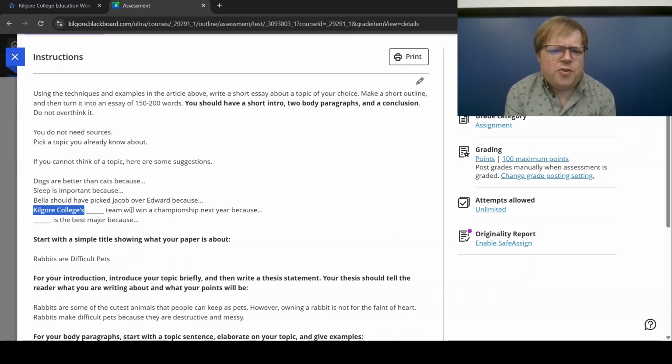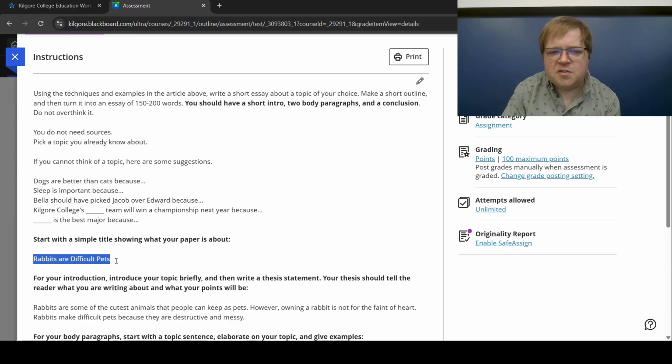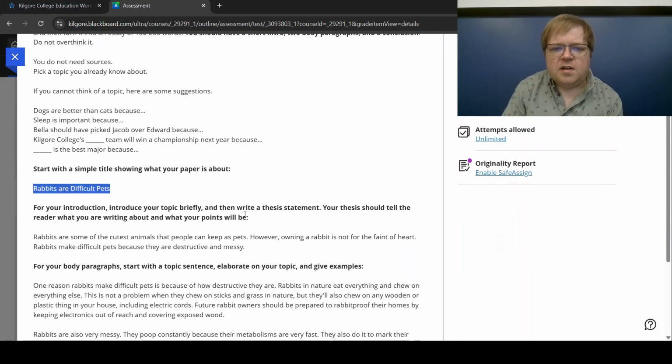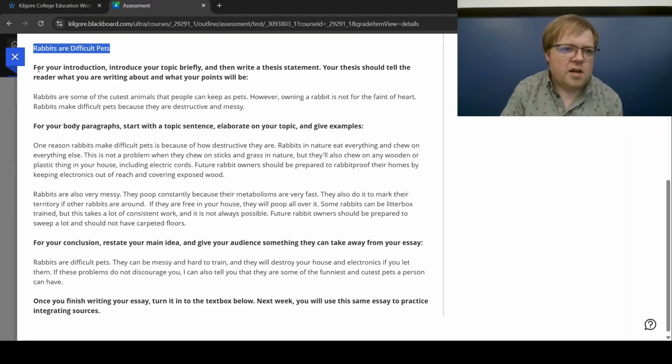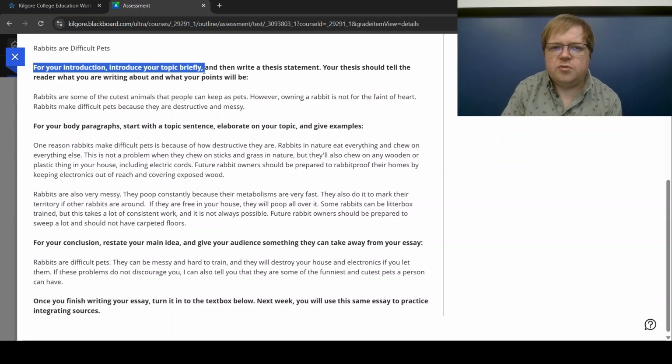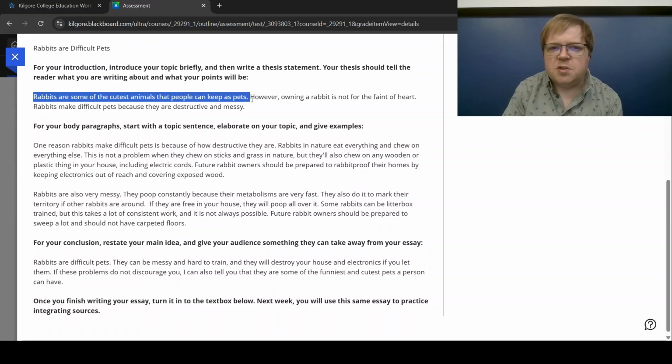You can also come up with your own topic if you're thinking of one right now that would work for you. So for mine, I picked a topic that is near and dear to my heart, which is rabbits being difficult pets. From there, I came up with this introduction, and all you need to do for your introduction is introduce your topic briefly, and then write a thesis statement. So for rabbits are difficult pets, I said, rabbits are some of the cutest animals that people can keep as pets.